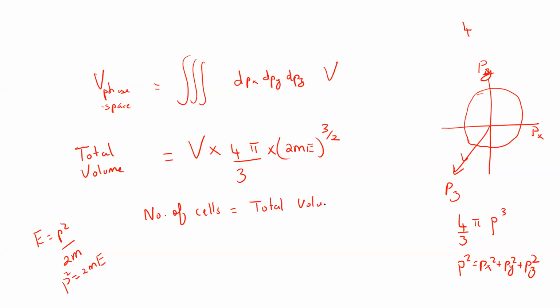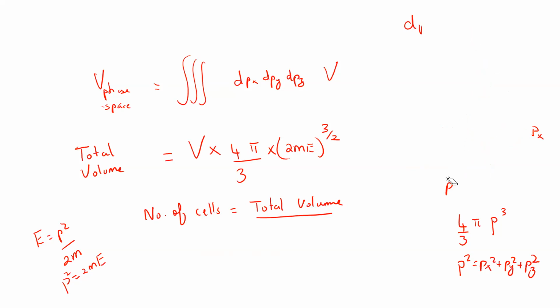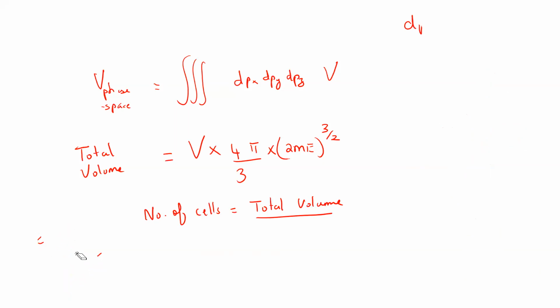We have to divide the total volume by the volume of each single cell. So let me erase all the other things that we had used to derive the previous ones, to make some space. The volume of one single cell in phase space.